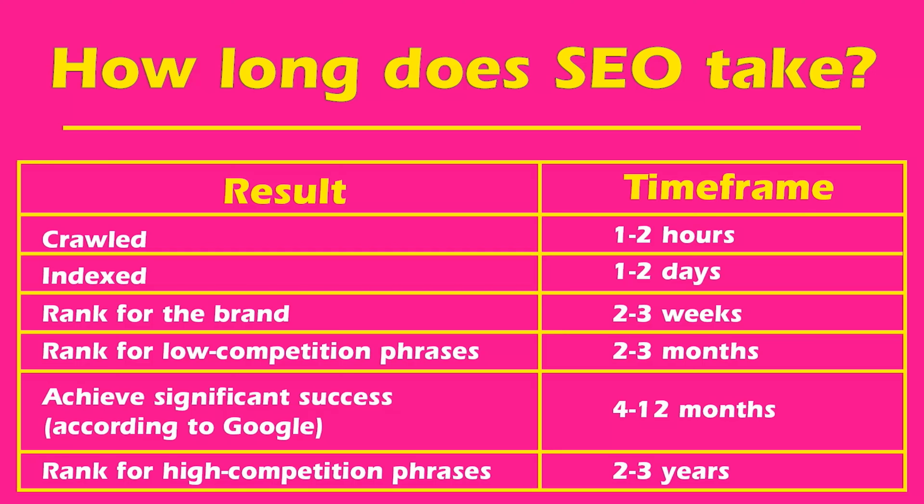Crawled, 1 to 2 hours. Indexed, 1 to 2 days. Rank for the brand, 2 to 3 weeks. Rank for low competition phrases, 2 to 3 months. Achieve significant success, according to Google, 4 to 12 months. Rank for high competition phrases, 2 to 3 years.